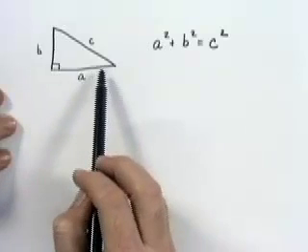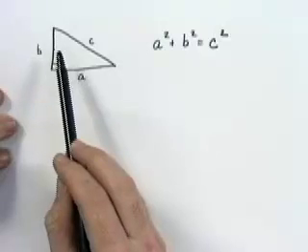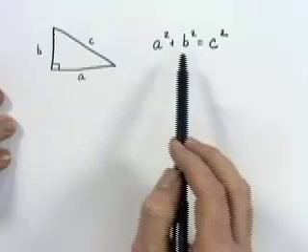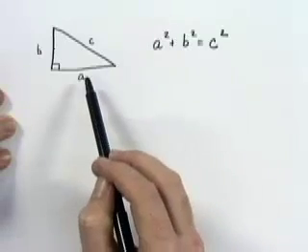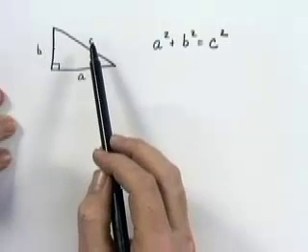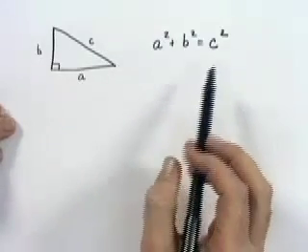So again, if you have a right triangle, then the sum of the squares of the two legs is equal to the square of the hypotenuse. We'll just express that using the variables a, b, and c, where a is the length of one of the legs, b is the length of the other leg, and c is the length of the hypotenuse. Then a squared plus b squared equals c squared.